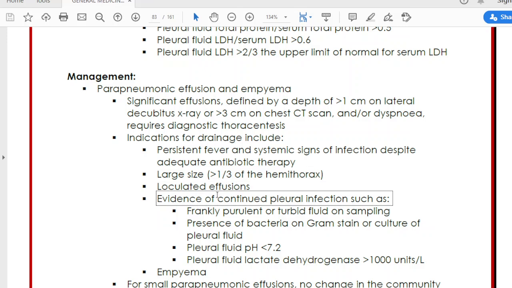Evidence of continued pleural infection such as frankly purulent or turbid fluid on sampling. Presence of bacteria on gram stain or culture of pleural fluid. Pleural fluid pH less than 7.2. Pleural fluid lactate dehydrogenase greater than 1000 units/L.